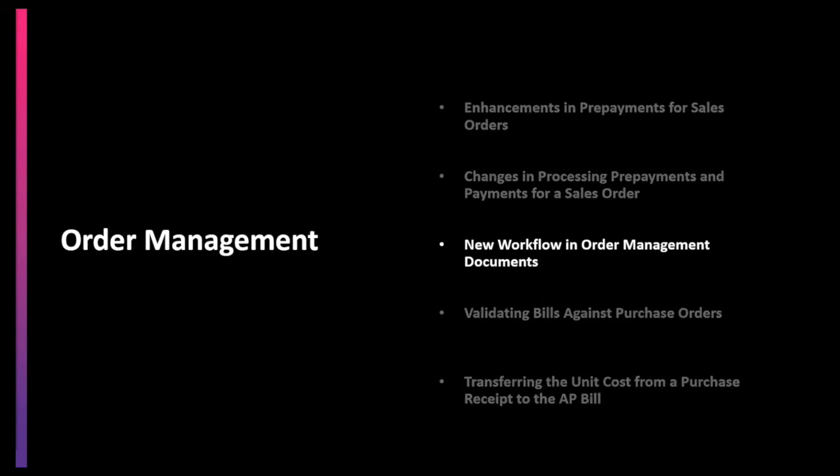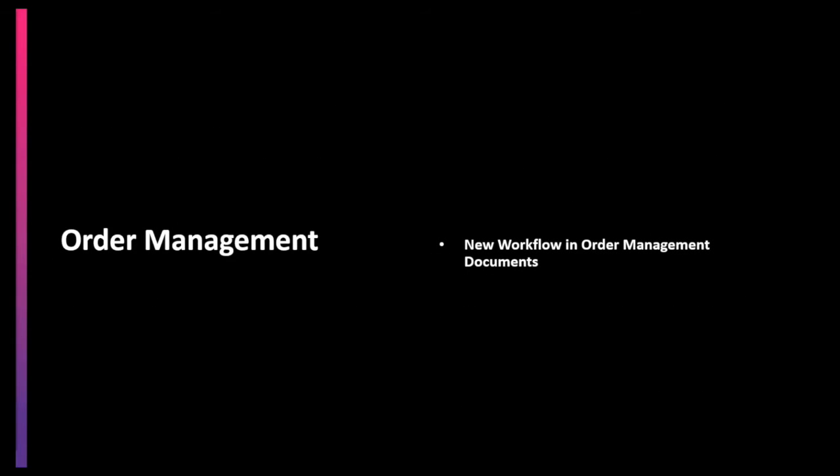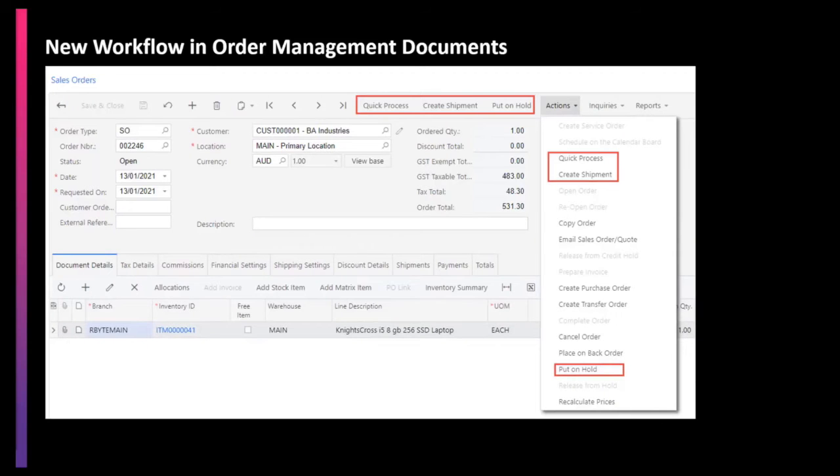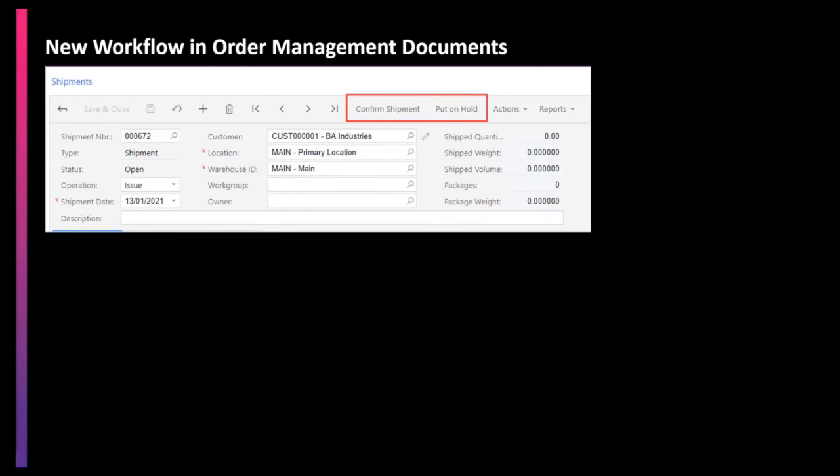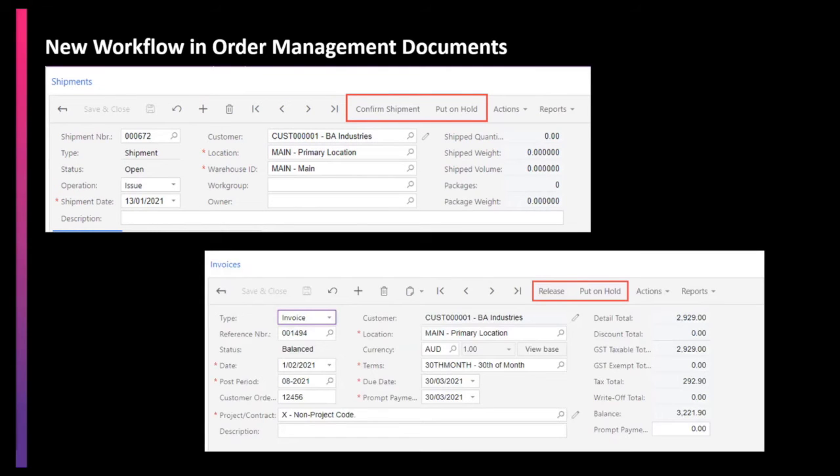Next, we will look at the new workflow and order management documents. In the 2021.1 release, the processing of sales orders, shipments, and invoices has been redesigned to use the new workflow engine. Those actions most relevant to the current status of the document opened on the screen now display directly on the screen toolbar as well as in the Actions menu. Here we have the sales orders changes, likewise for shipments and for invoices.